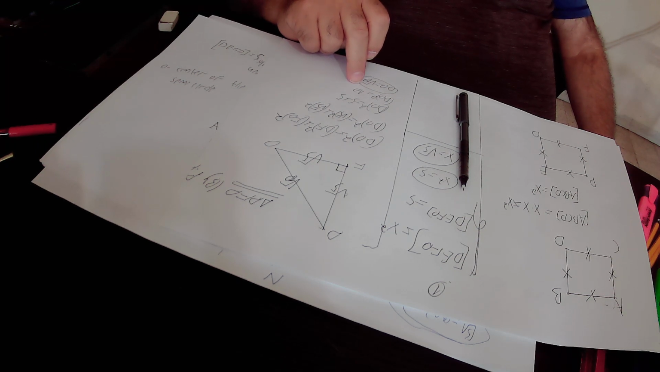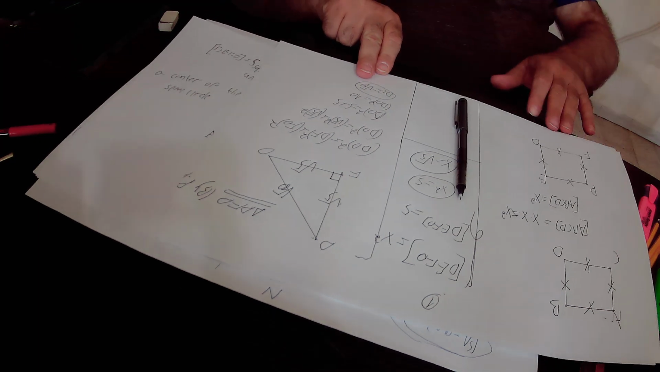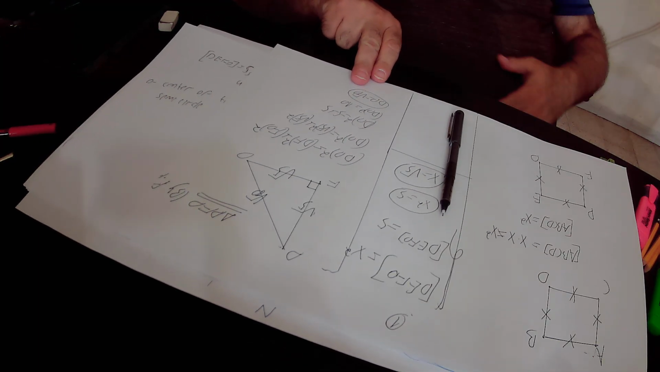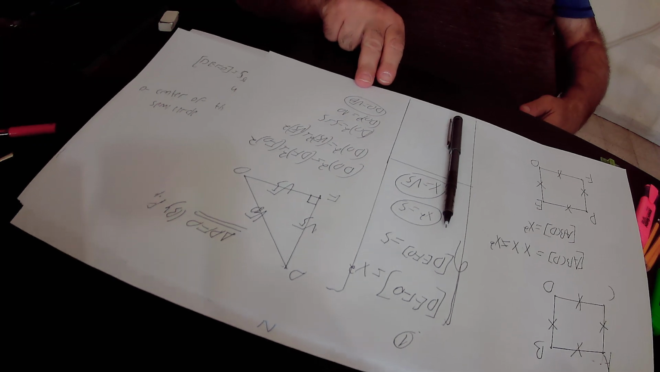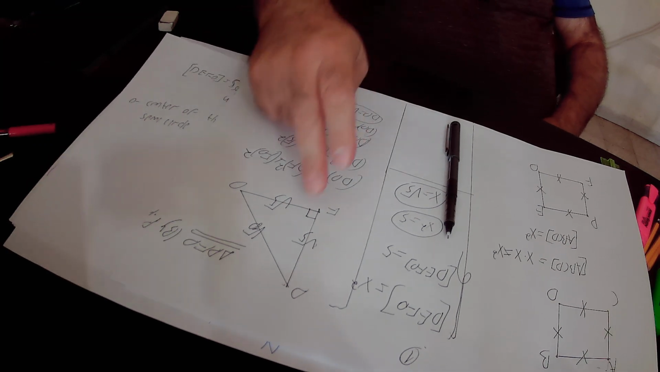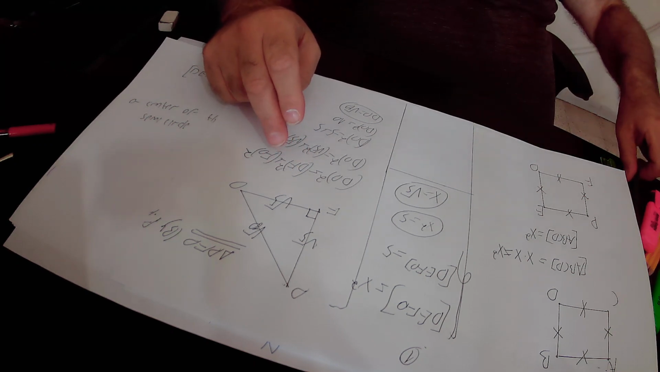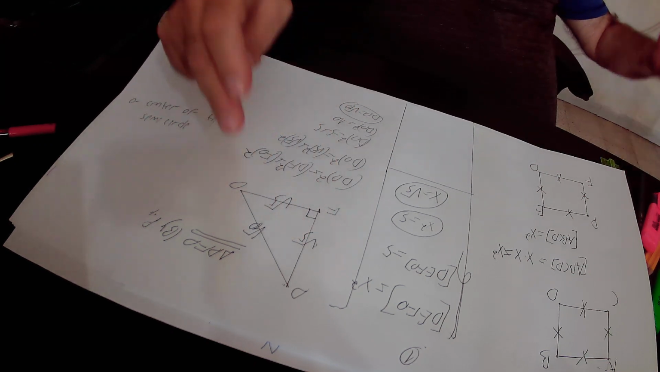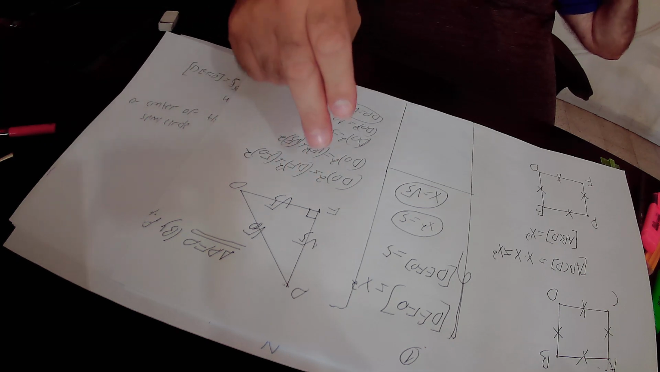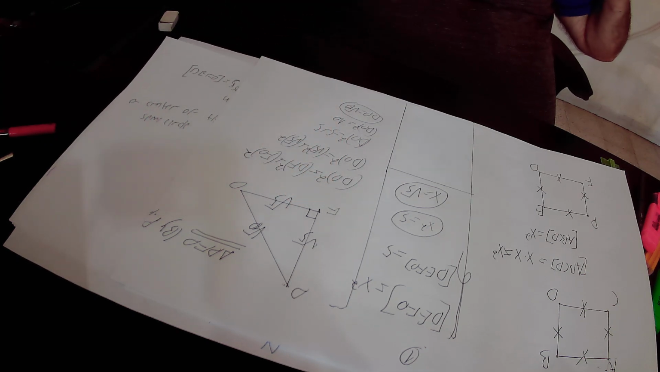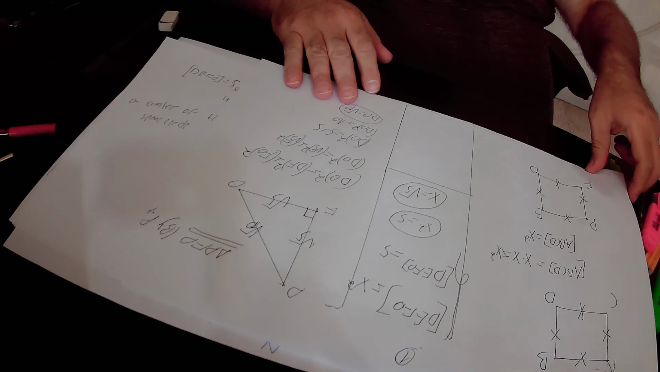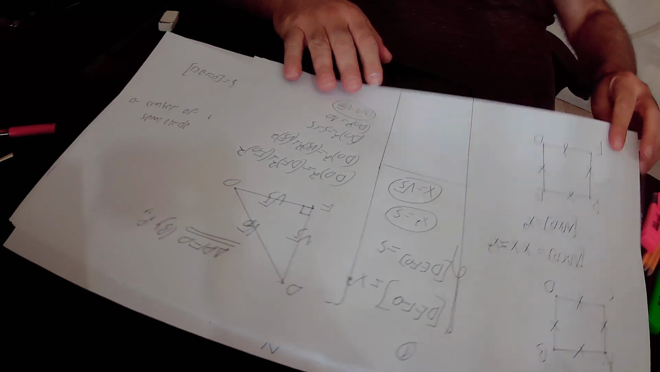From this equation, we found out that DO squared equals 10, so DO equals the square root of 10 units. So here, DO, the hypotenuse of the right triangle DFO, is equal to the square root of 10 units in its length. Okay.